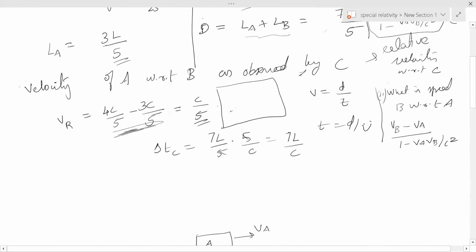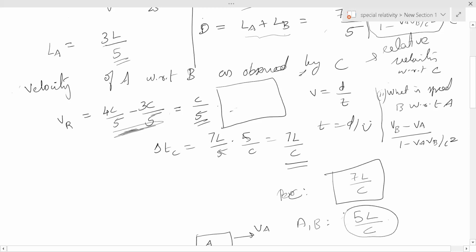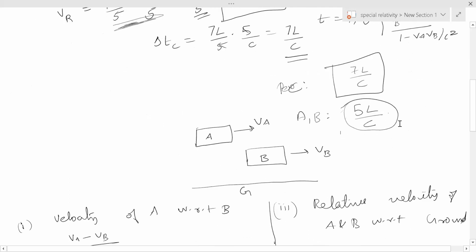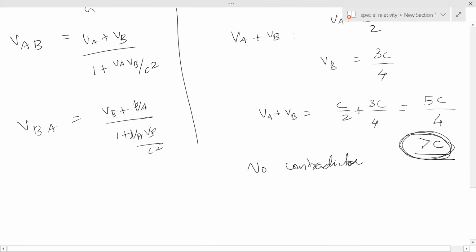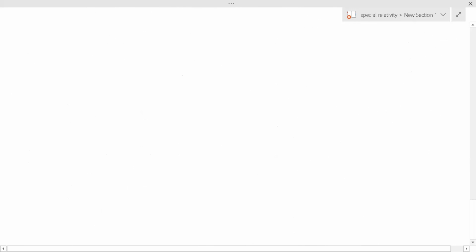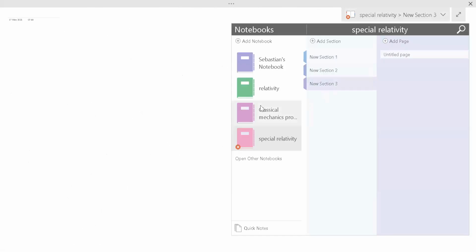From the perspective of C, the time taken is 7L by c, and A and B say that the time taken for overtaking is 5L by c. Okay, all right. So that's how you do it. We have done all three cases here. That's it. It's a good question because it clears some of the concepts. So you really have to think about what velocity you need to measure.